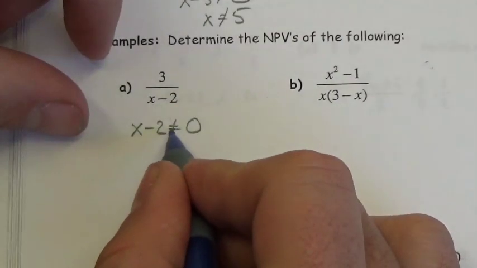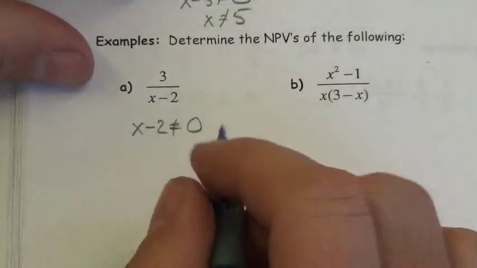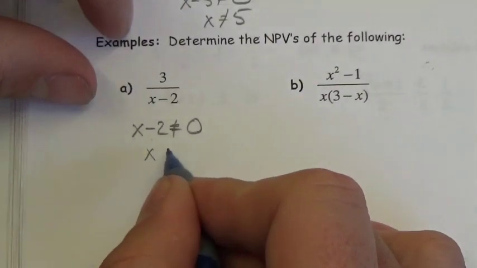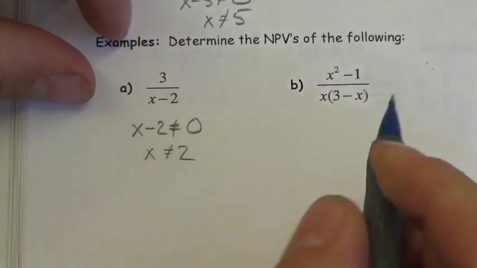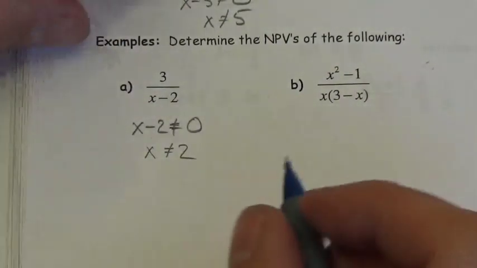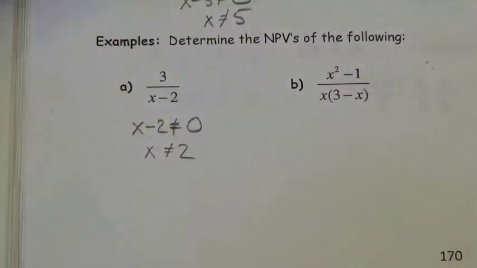And you solve for x with this kind of inequality the same way you could as if it was an equality. You're just going to add 2 to both sides. So that means x cannot equal 2. That's my non-permissible. If you plug 2 in, it doesn't work.